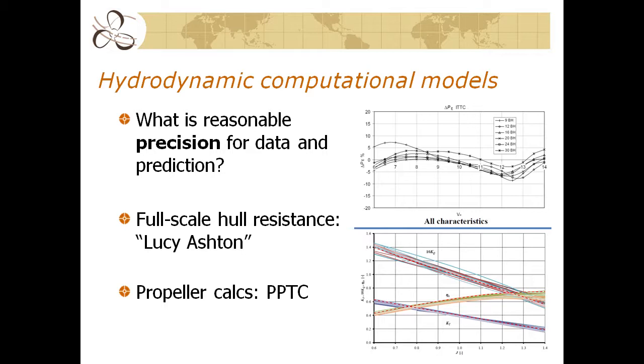It's appropriate to evaluate or ask yourself a question: what's a reasonable outcome for this? And I wanted to share a couple plots with you here. When we're talking about finding greater precision in predictions and greater precision in answers, what's a reasonable expectation of this? This upper plot here is an effective power curve, functionally resistance, across speed of a number of different model tests of a ship called the Lucy Ashton.